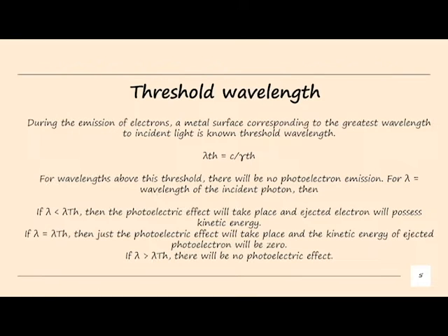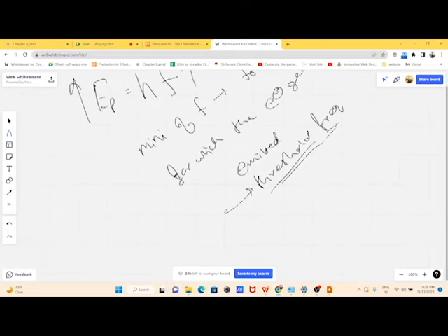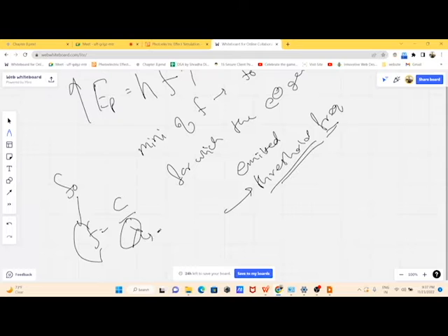So what is frequency? Frequency is c by lambda, so they are inversely proportional. So for a particular threshold frequency f naught, we'll have a lambda naught also. This wavelength is called the threshold wavelength.